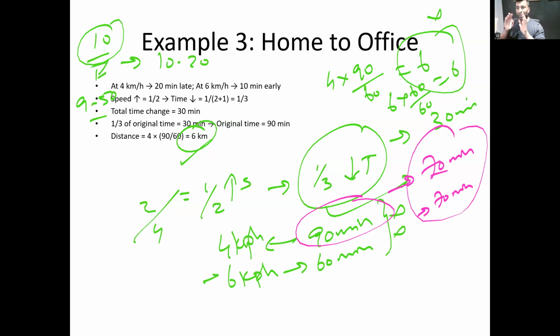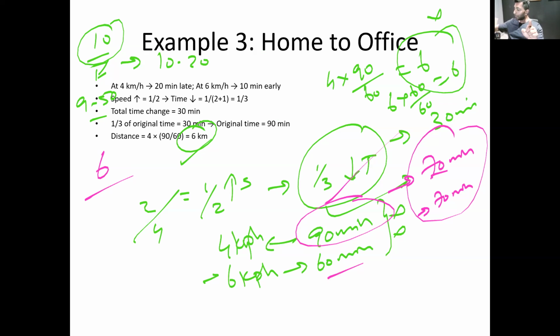Cool. Now, can you find the speed at which he should travel so that he will reach the office without being late or early? When he's traveling at 4 km per hour, he's late. When he increased to 6 km per hour, he's early. Now the question is, what could be the speed with which he should travel so that he won't be late or early? Simple. You got the distance, which is 6 km. Distance by time. Which time should I take? When he is taking 90 minutes, he is late by 20 minutes. When he is taking 60 minutes, he is early by 10 minutes. So what should be the denominator here? That is where your answer is.